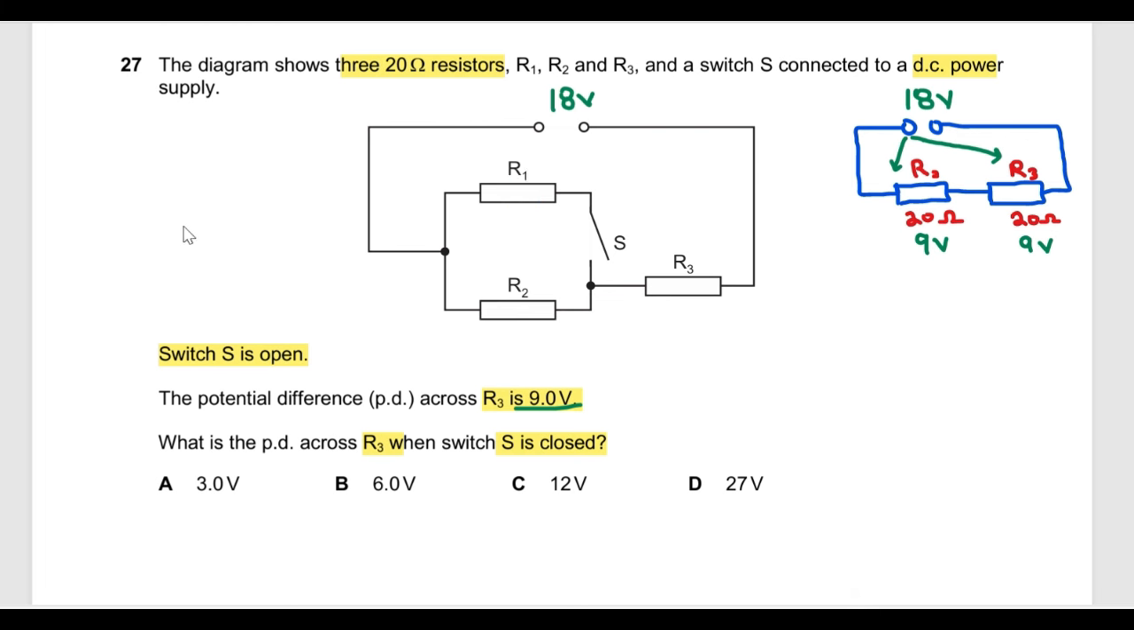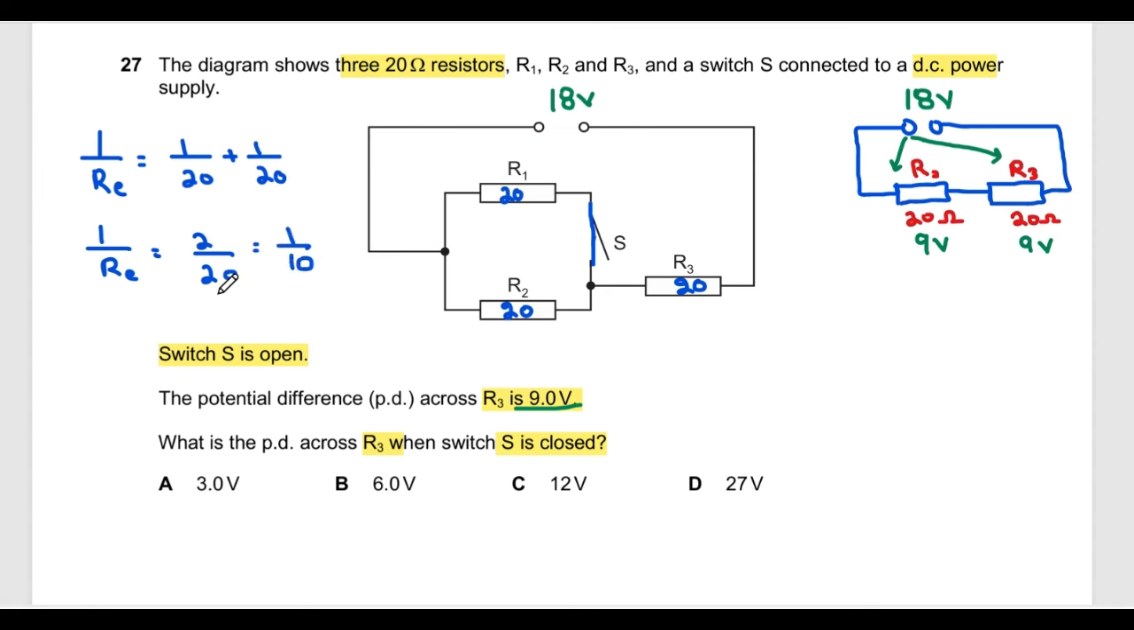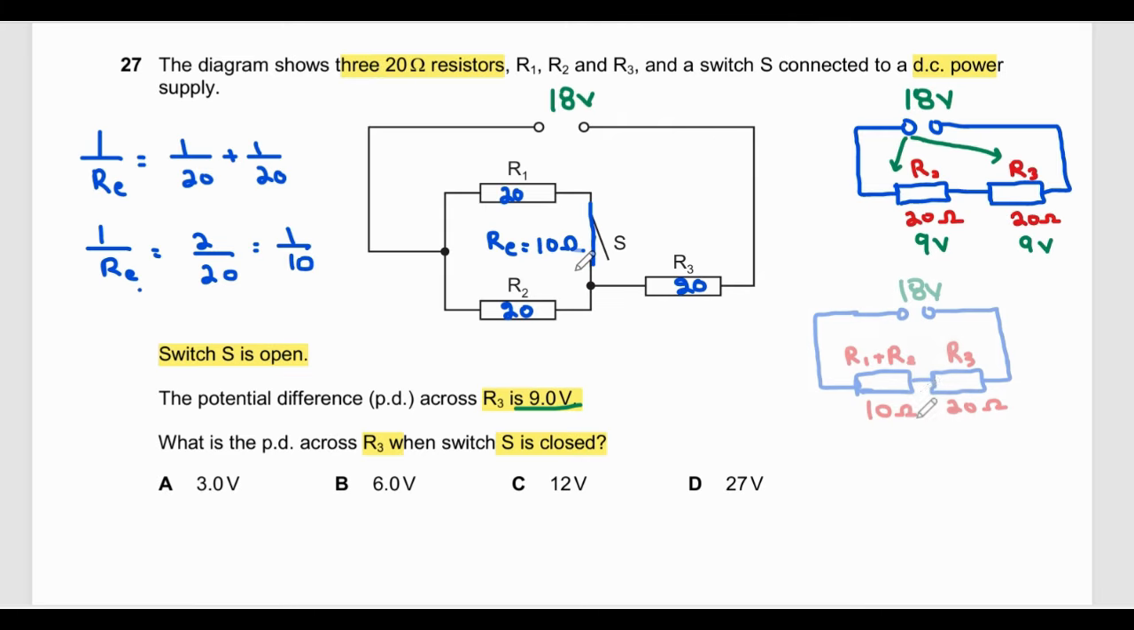Now we are going to close the switch, and after closing the switch, R1 would also be involved in the circuit. The resistance of R1 is 20, R2 is also 20, and R3 is also 20. R1 and R2 are in parallel combination with each other. That means their equivalent resistance would be 1 over 20 plus 1 over 20, which would be equal to 1 plus 1, 2 over 20. And after simplifying it, it would be 1 over 10. That means their equivalent resistance is 10 ohms. Now the circuit looks like this.